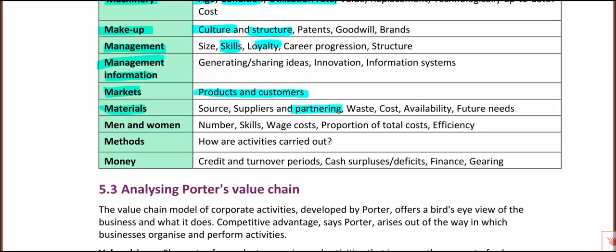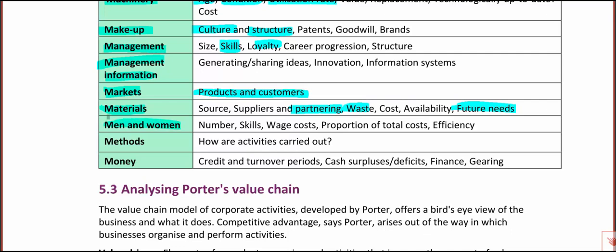This idea of partnering is creating a relationship that's stronger than just supplier and customers, making your supplier an integral part of your function. What are the waste levels I'm operating at? What are my future needs in terms of suppliers, and do my current suppliers meet that?